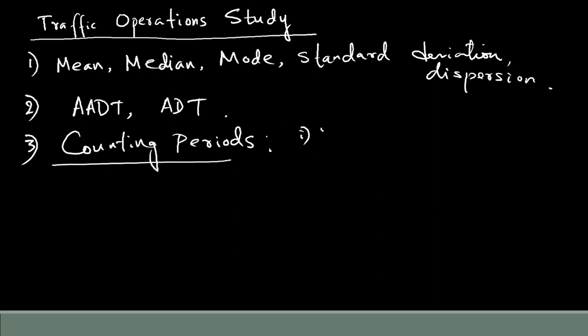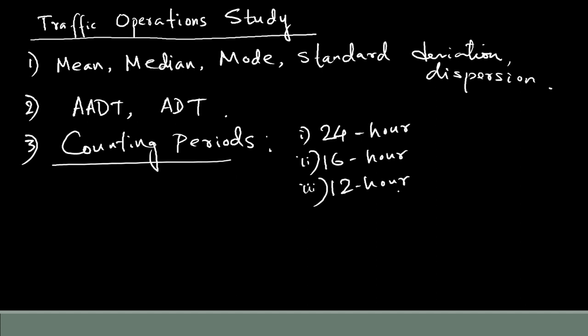Some traffic studies need 24-hour counting periods, some need a 16-hour counting period, one is a 12-hour counting period, and the fourth one is peak hour, which many people are familiar with. It is needed in many impact studies. And the fifth one, which I think many people have done, is the weekend counting period, basically weekend peak hour.